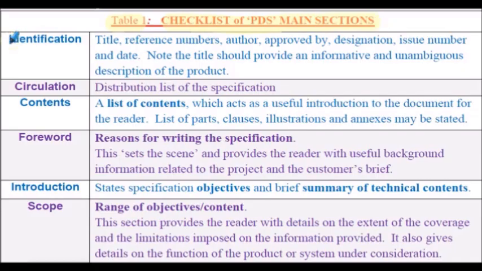So the first page, usually called the title page, provides identification for the PDS. It has the title of the product or the system, various reference numbers, the author of the PDS, maybe a box for sign and approved by, a designation, an actual report number, and a specific issue number that gets increased every time the PDS is modified and reissued to stakeholders. It should have a date. That will be the date of first issue, or also the dates of any raise in issue. Note the title, where possible, should provide an informative and unambiguous description of the product or the process being considered.